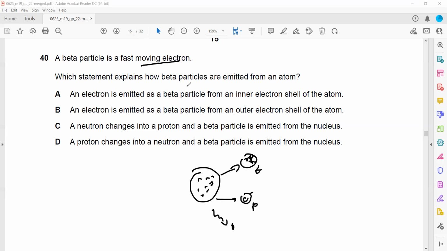So an electron is emitted as a beta from inner electron shells? No, that's not from the shell, that is from the nucleus. Outer electron shell, that's also no. Emitted from the nucleus, so either C can be an answer or D.